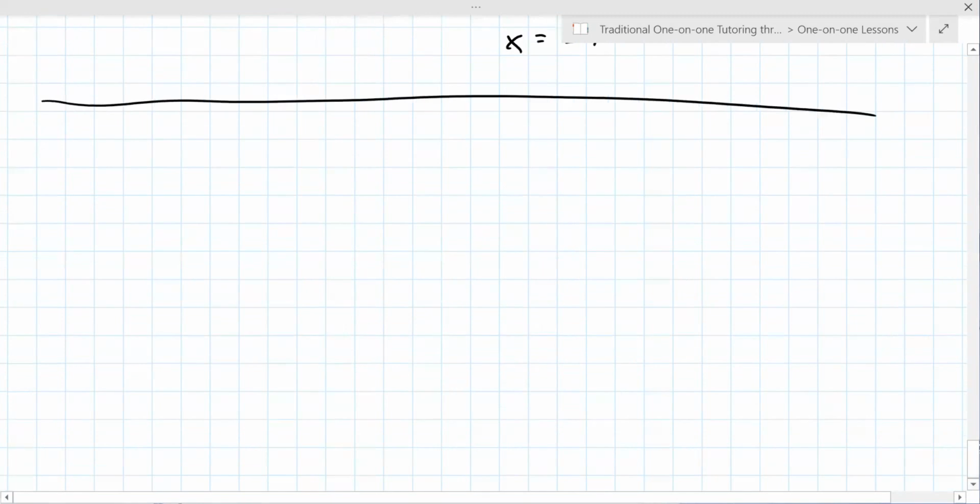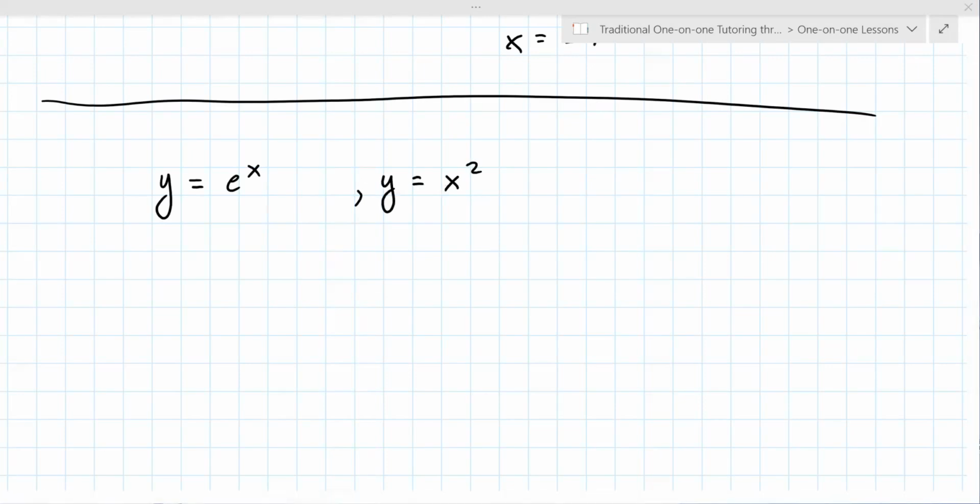From what I've heard, there's more on x-axis. Okay. All right. So let's say I'd give you y equals e to the x. Let me actually graph this, and y equals x squared. See if this does anything.